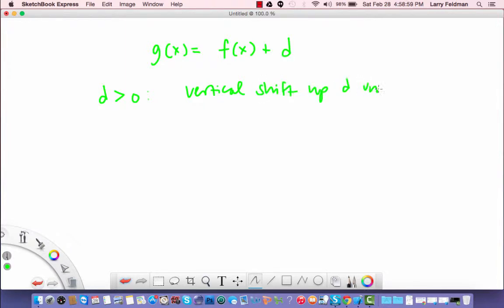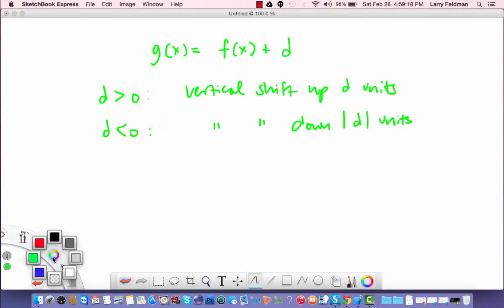So a vertical shift would look like this. G of x equals f of x plus d, where we have a couple cases. If d is greater than 0, this is a vertical shift up d units. And if d is less than 0, this is a vertical shift down absolute value of d units. We have to use absolute value since d is less than 0 in this case.